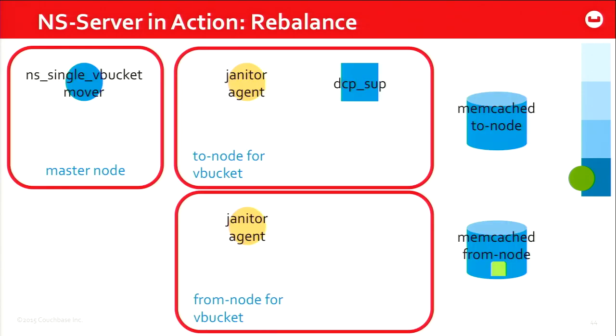So let's get one level deeper. Now let's look at the single vbucket mover. Like, how does it actually do it? How does it actually move a single vbucket while furious gets and sets are happening at the same time?